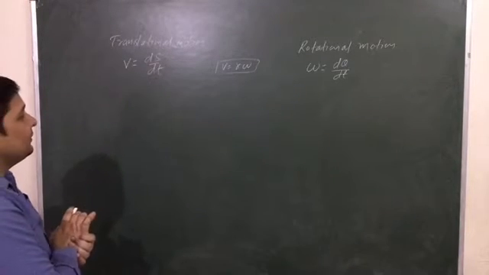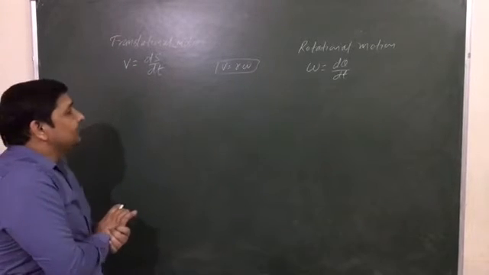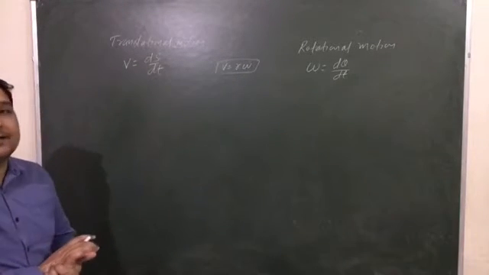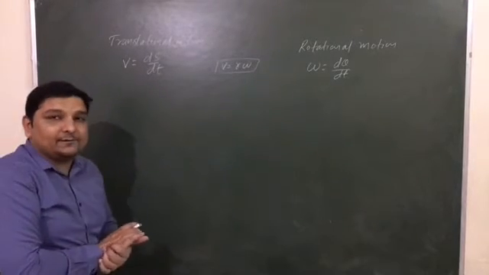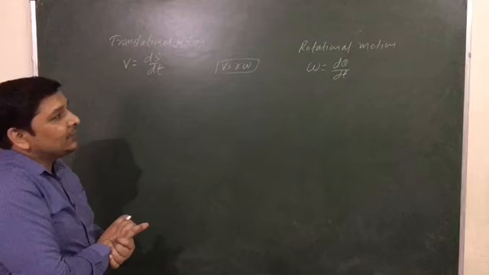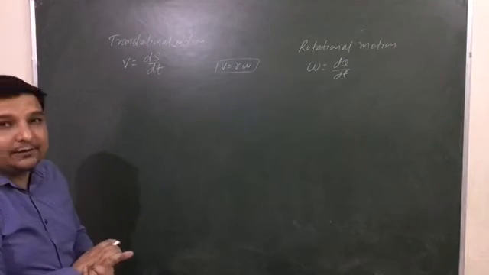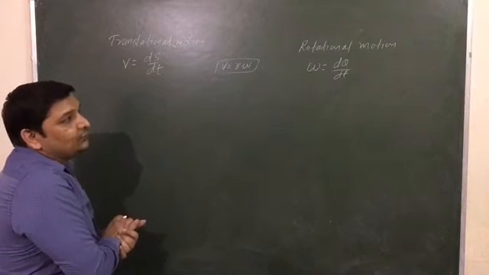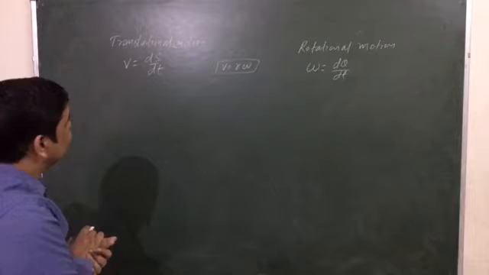In translational motion, we use linear velocity. Linear velocity is given by ds by dt, where S is displacement. The rate of change of displacement with respect to time is linear velocity. And in rotational motion, we use theta, which is angular displacement. The rate of change of angular displacement is called angular velocity.